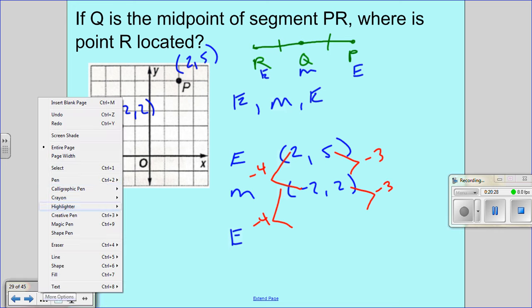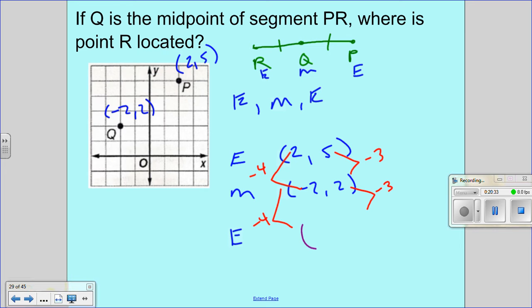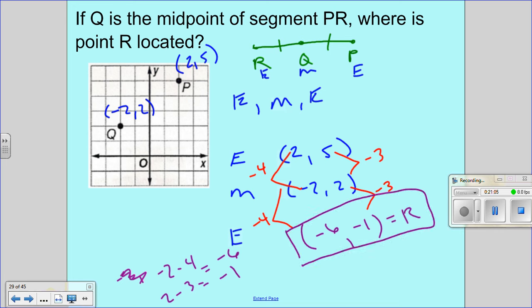So with that being said, let's have my parentheses ready to go. Negative 2 minus 4 would equal negative 6. So that's going to be our x value. And then 2 minus 3 would give us negative 1. So that's our y value. So R is located at negative 6, negative 1.